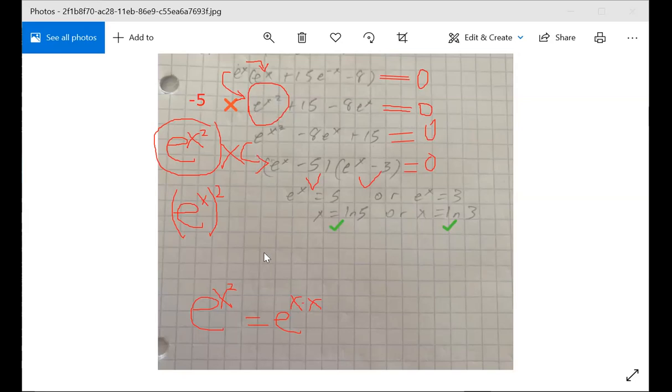We don't know if you meant e to the power x squared, or e to the power x times 2. You see the difference between these two? E to the power x squared versus e to the power x times 2. E to the power x times 2 is e to the power 2 times x. They are the same. But these two are not the same. Okay? These two are not the same.